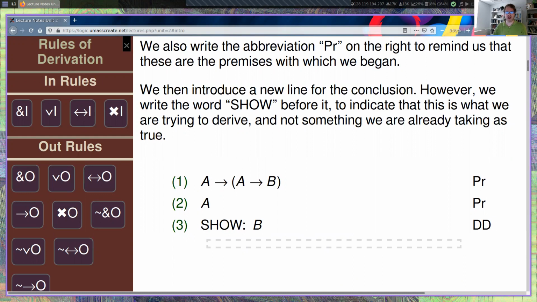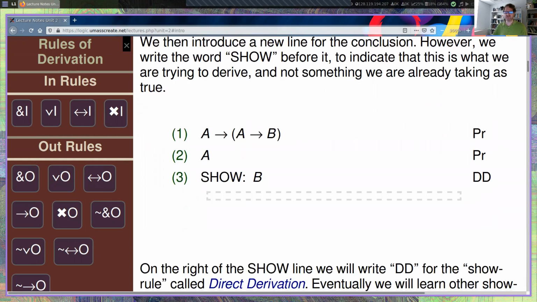We're going to take 1 and 2, and from 1 and 2, we're trying to show that B is true. Over to the right, we write the method we're going to use for showing it. Today's method is called DD for direct derivation. That is just using direct rules of reasoning. We're going to reason from those premises to this conclusion.